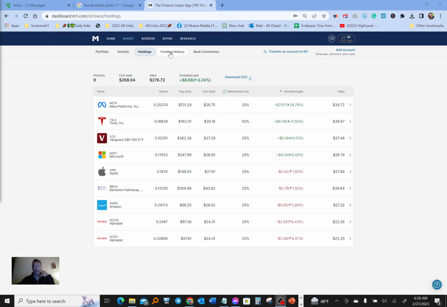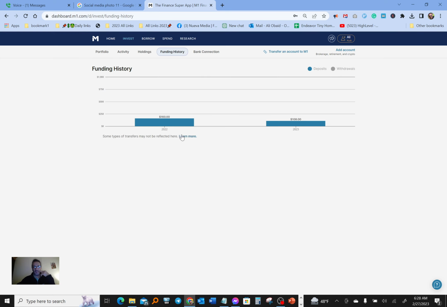The next step you want to pay attention to is your funding history. You come down here and it shows you how much money you have funded into this account so far. So basically for 2022, I have $160. For 2023, which is today, I have $108. That's total funding. This step will also show you your deposits and your withdrawals, but I did not make any withdrawals out of this account so far. You see the green right here. That's a deposit for 2023, and that's a deposit for 2022. That's all under the funding history tab.